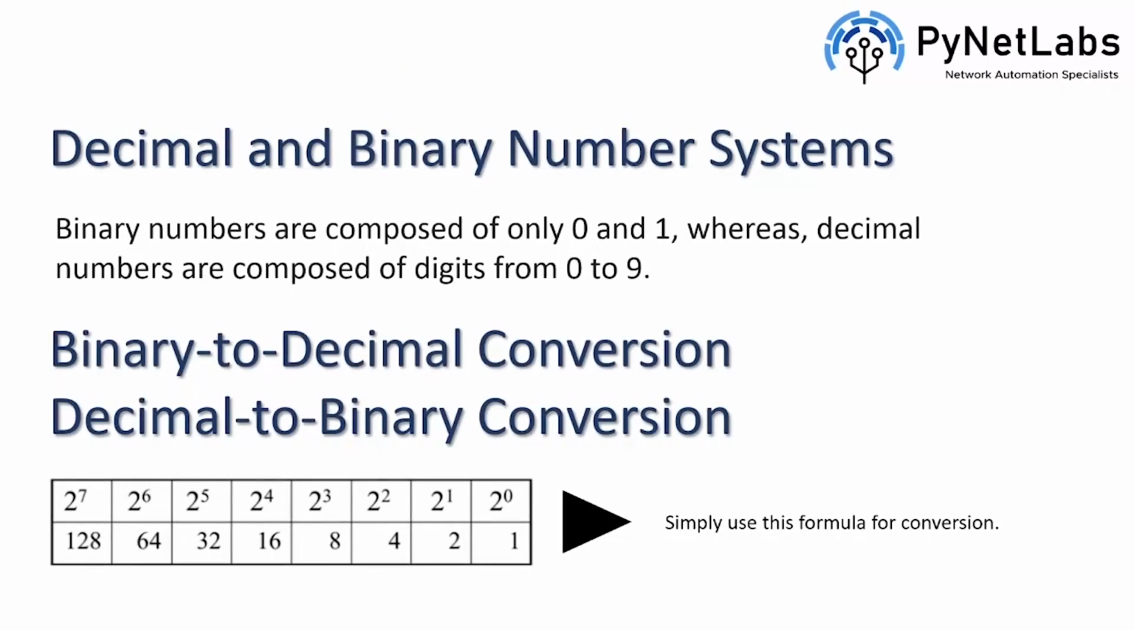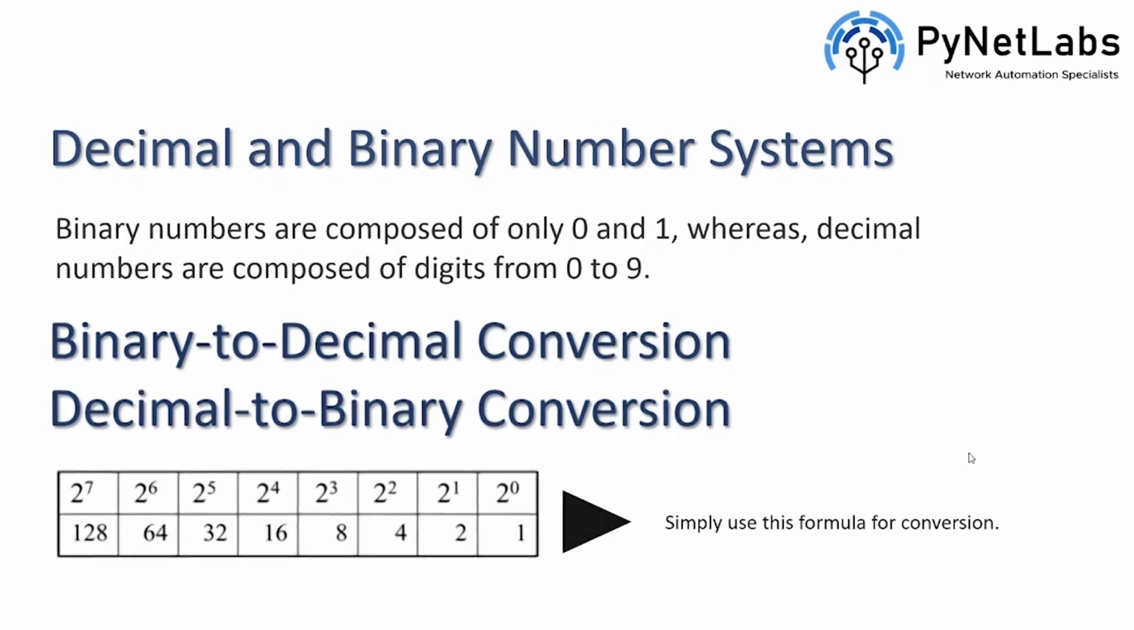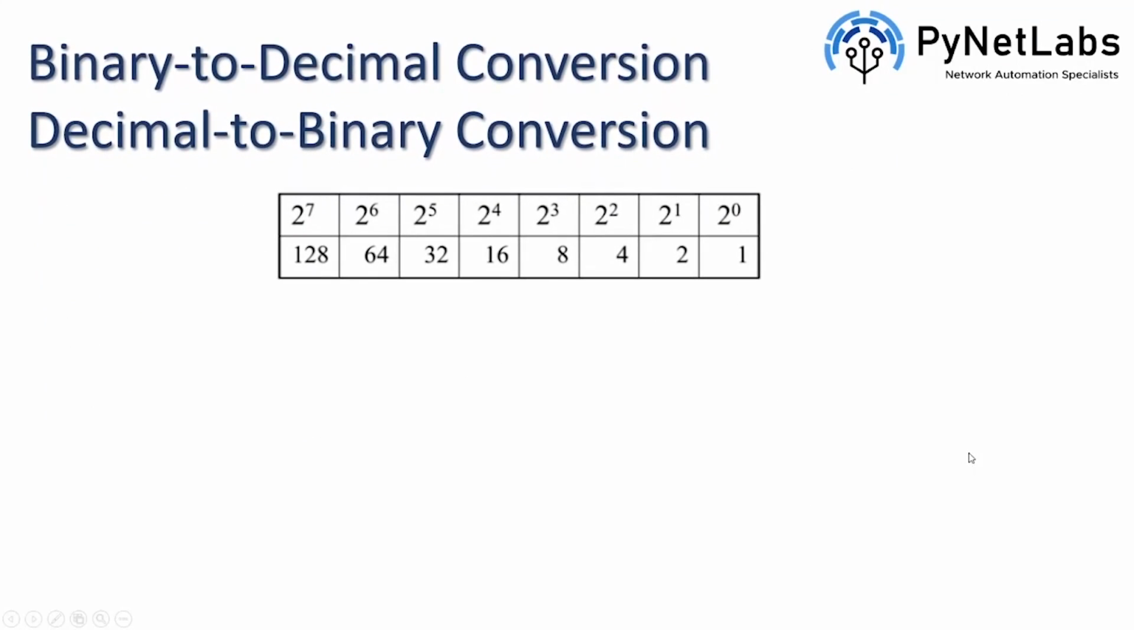Let's move ahead. Now these IP addresses can be converted from the dotted decimal form, in which we usually see the IP address, to the binary form. Binary numbers, we know, are composed of zeros and 1s, whereas decimal numbers range from 0 to 9. So let's understand how we can convert any IP address into the binary form or vice versa. We'll simply use this formula, which is required for converting any IP address into its binary form.